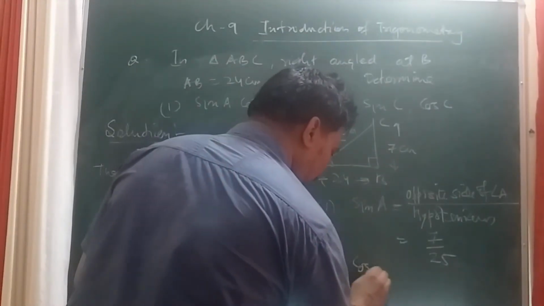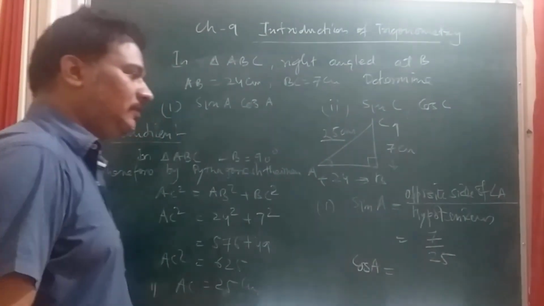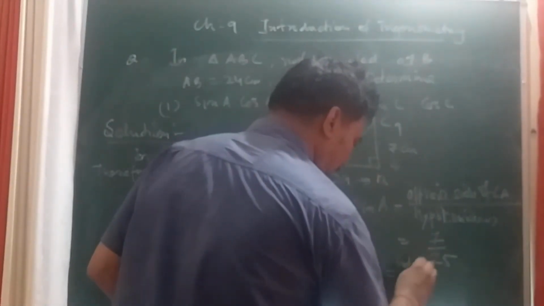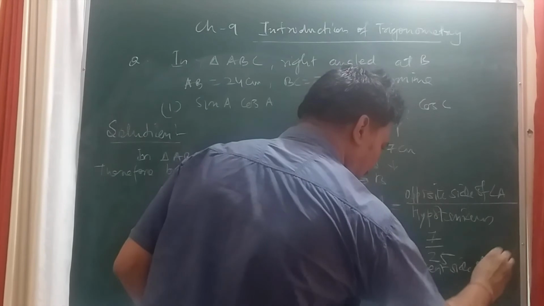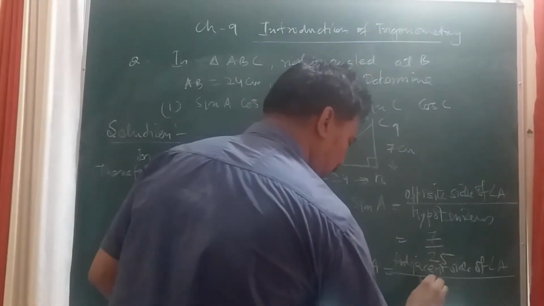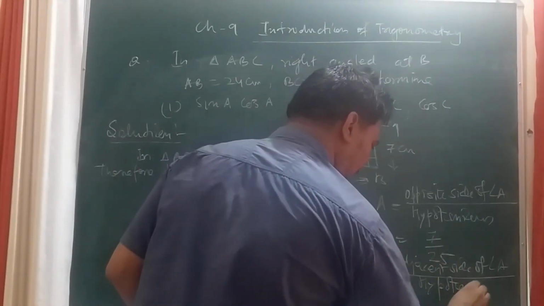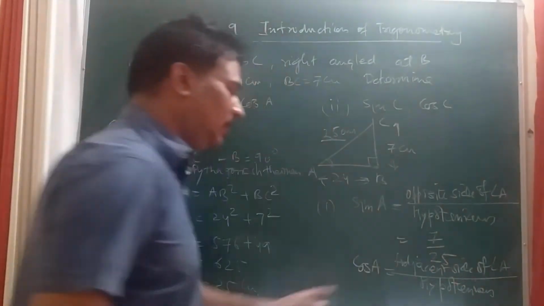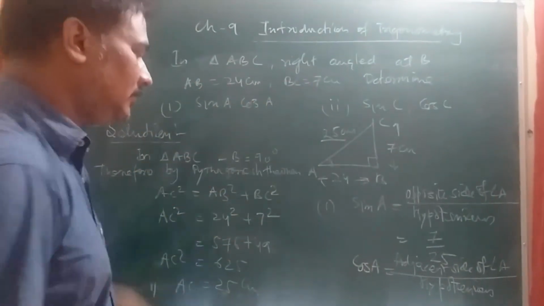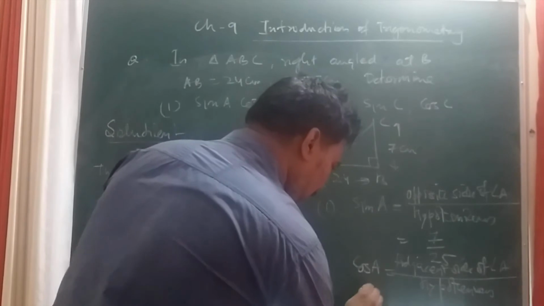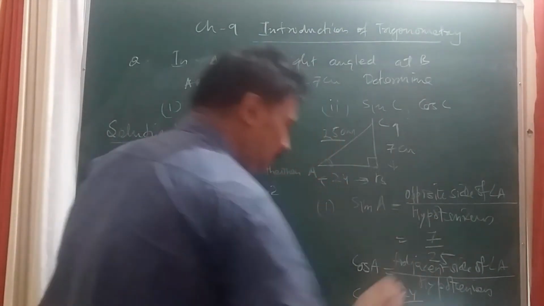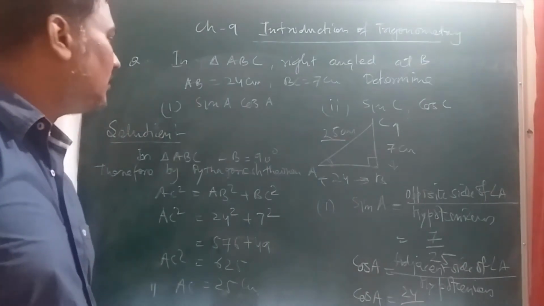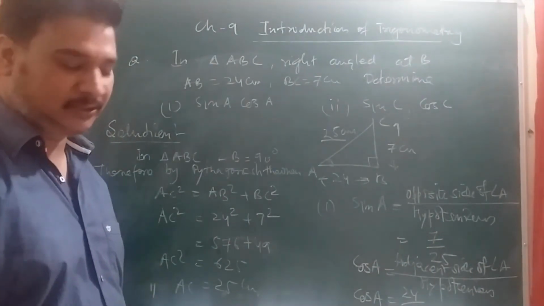Next, cos A. Cos A is equal to adjacent side of angle A upon hypotenuse. In other words, you can say base upon hypotenuse. So cos A is equal to 24 upon 25. This is our first point answer.